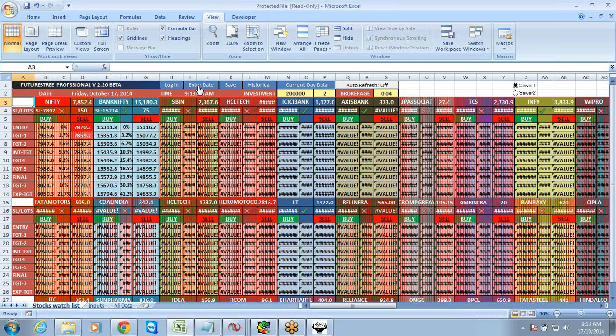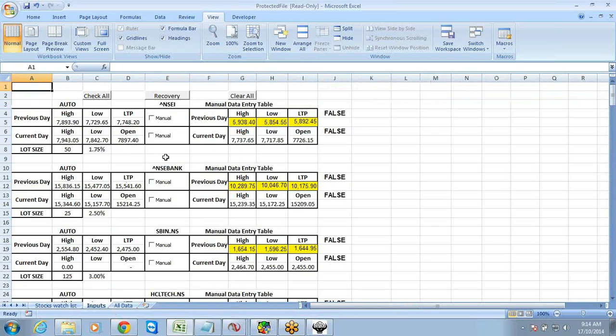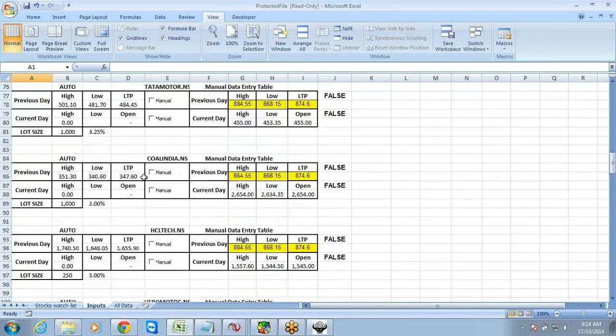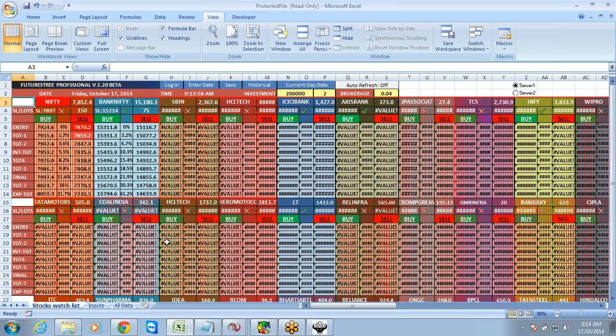So you just have a login button, you have the enter date, save button, historical, current day data. These are few buttons what we have. Login is nothing but you'll have your unique login ID. So you'll have to log in with that ID. Enter date is nothing but you'll have to enter the previous trading day date. And save button is nothing but you'll save the prices in case you want to retrieve it back. And you have the current day data and auto refresh. Historical data, I have already told you that we'll be taking the historical data for the last few days, and then we'll be calculating the figures.